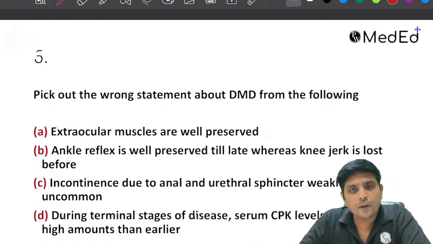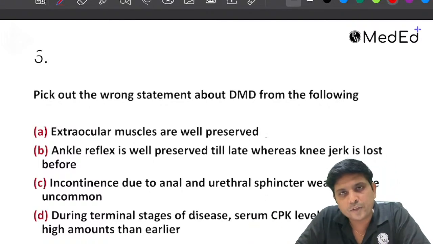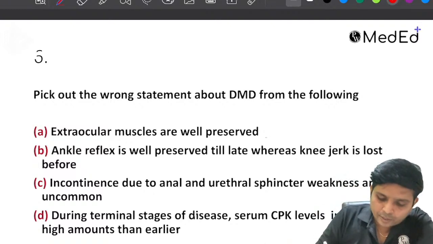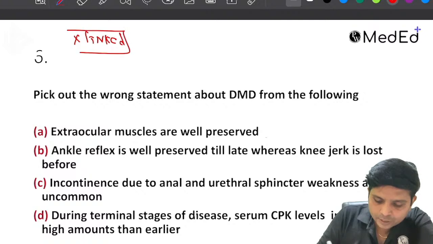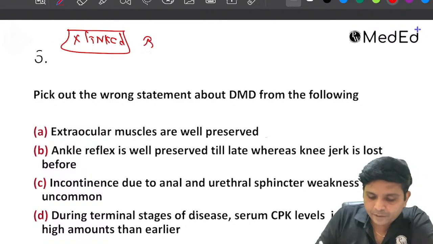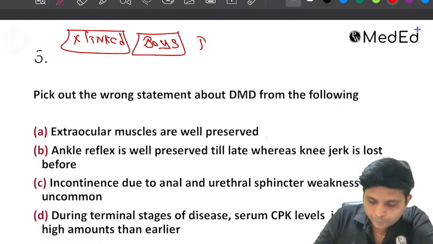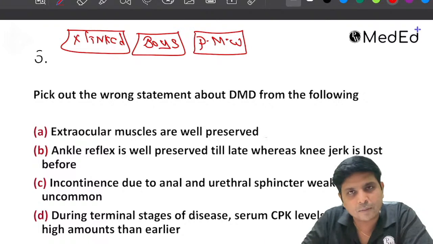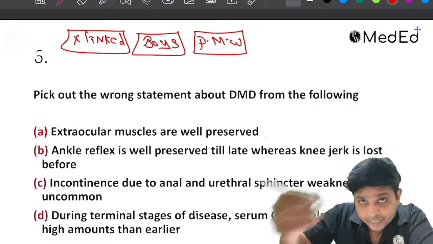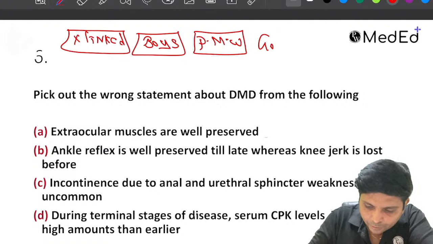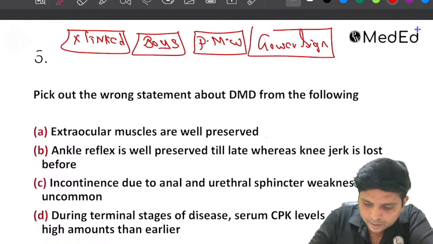Done. You all know what is Duchenne muscular dystrophy. The points that you know are, it is an X-linked disorder, almost affecting boys. What is the manifestation? Proximal muscle weakness. I repeat, proximal muscle weakness. What is the characteristic finding? You will have Gower sign.